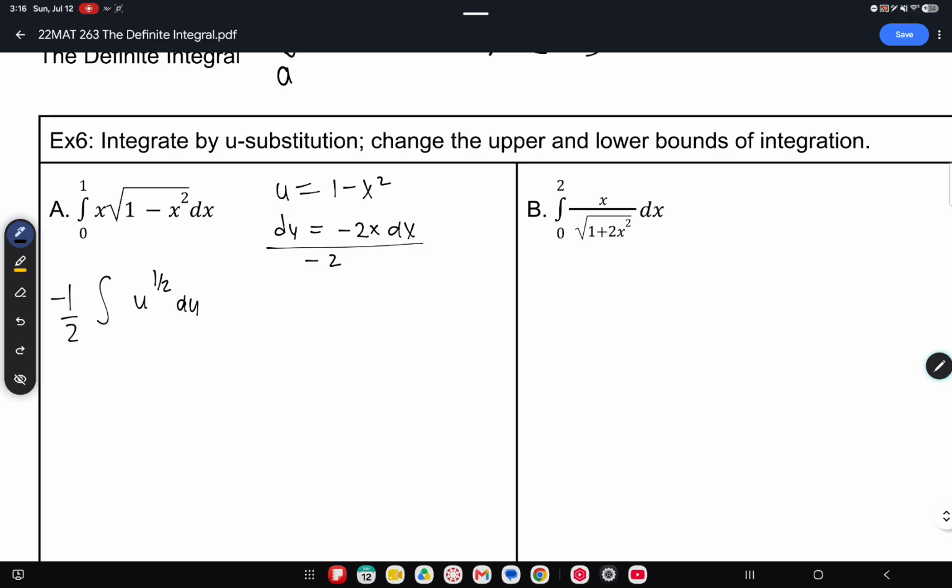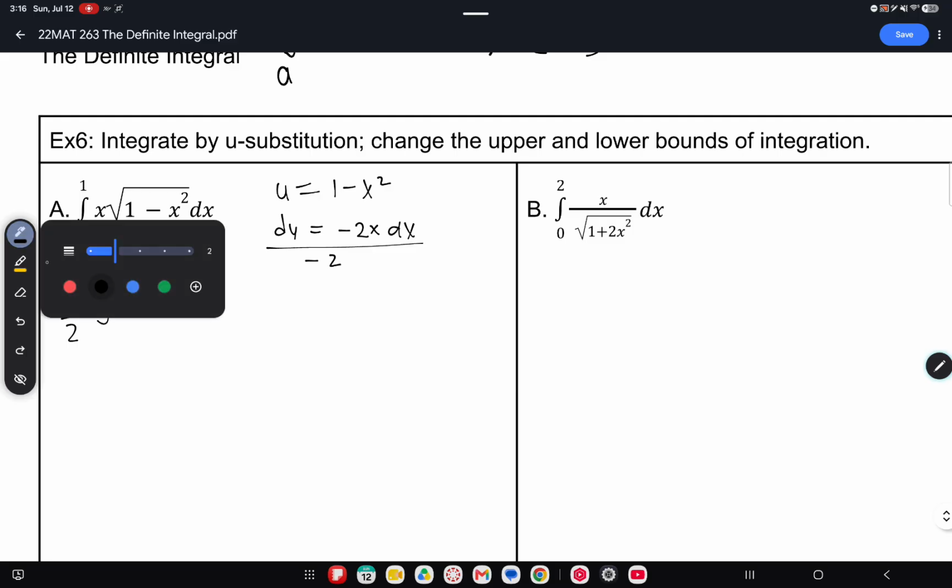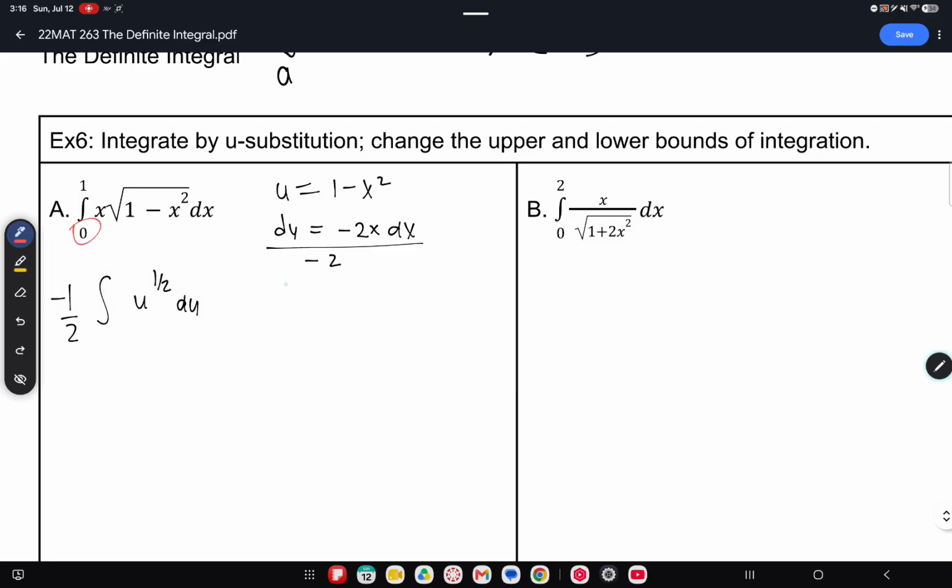And then now, because I'm in terms of u, I need to change my bounds. So instead of 0 to 1, I need to change that. So if x is 0, u must substitute in 1 minus 0 squared, which is going to be 1. Now I need to do it for the upper bound. So if x is 1, my new u is 1 minus 1 squared. It's going to give me 0.